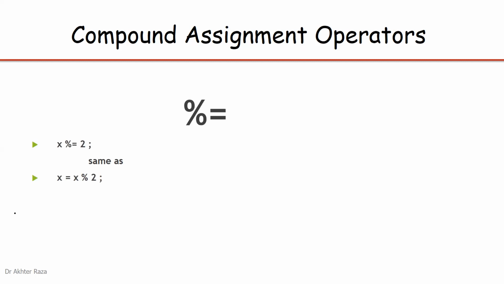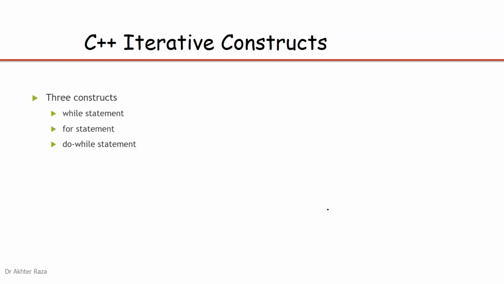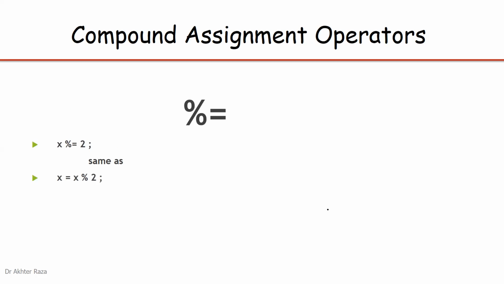It is a remainder operator. So it will give you x percent 2: x is divided by 2, then the remainder will be assigned to the variable x. So these are called compound assignment operators. Now I have to describe the conclusion of this presentation by describing the looping statements.